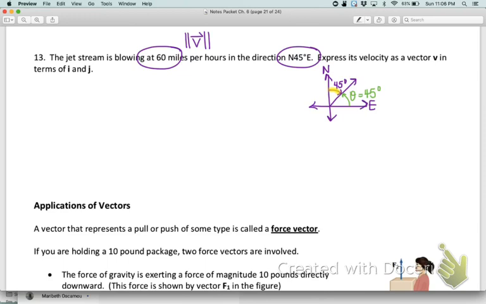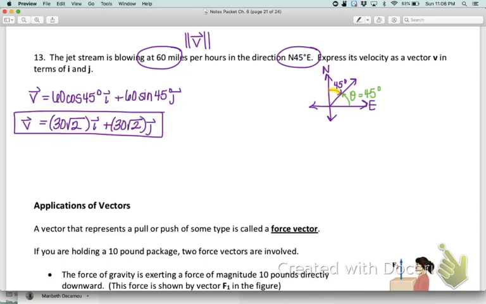So now see if you can go ahead and set up this equation and find its exact value for vector v. And this is what you should get for your final value for vector v.